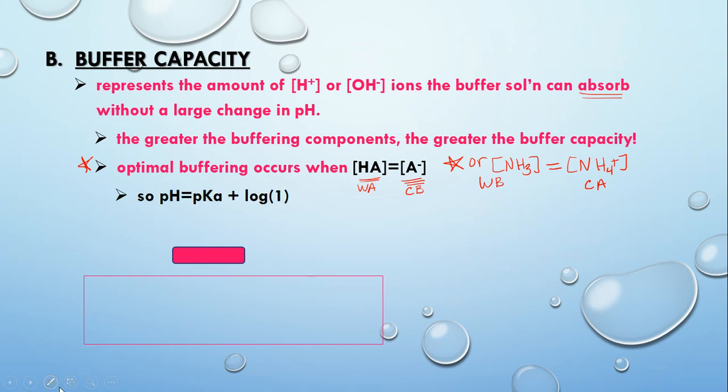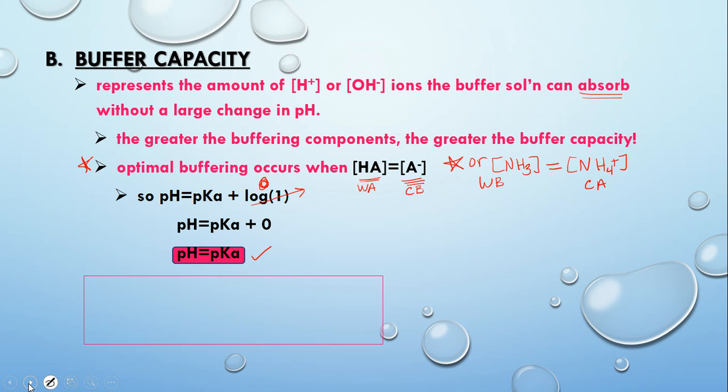And here's why. If you consider the Henderson-Hasselbalch equation, when these two are equal, you end up getting 1. So the log of 1, plug it in your calculator, log of 1 is always 0. So that means pH equals the pKa. Anytime the pH equals the pKa, that is your best buffering system.